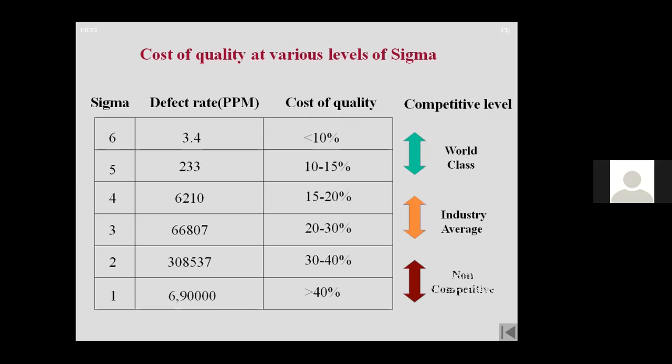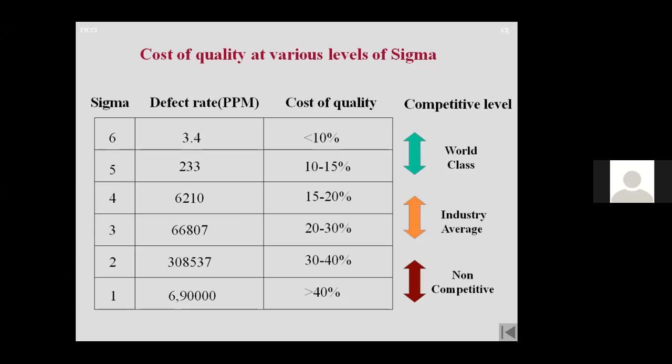This is the cost of quality corresponding to sigma level. When we just have one sigma quality, there are a lot of defects, a lot of parts per million being rejected. The cost of quality is normally more than 40%. Similarly, at 2 sigma, the cost of quality is 30 to 40%. And such a stage, we call it non-competitive. We normally are going to fall into a lot of losses for the company. This is actually not competing with the competitors. So at 2 sigma or 1 sigma, the cost is more than 40%.